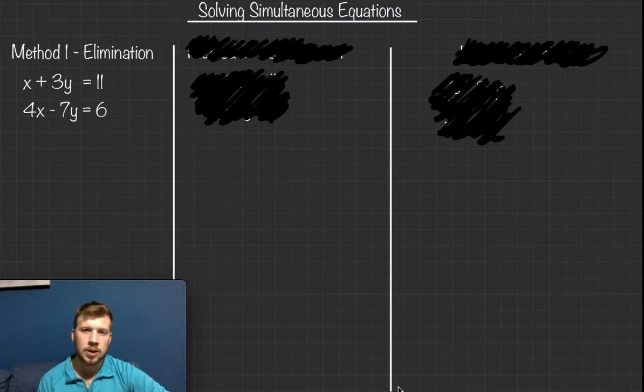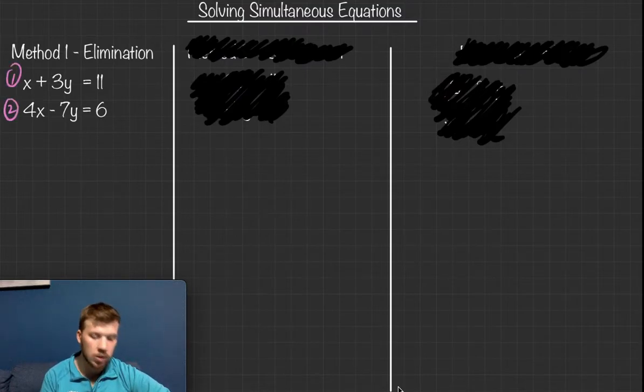In this video, we're going to look at solving simultaneous equations. I'm going to start off with something that you should remember from GCSE. If we had two equations, and I'm going to label them 1 and 2, if I find a coefficient of x or y to be equal, I can then add or subtract the equations to cancel out. So here I've got x plus 3y equals 11, 4x subtract 7y equals 6.